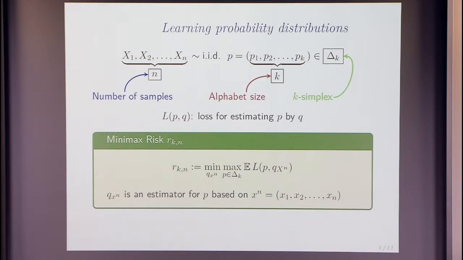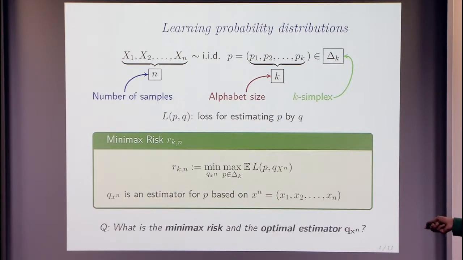It just tells you that this is really the best you can do. If you choose this estimator, no matter what the underlying true distribution is, you will not incur a penalty more than R_{k,n}. Okay, and the question is, what is the minimax risk and what is the optimal estimator? Give me a characterization of R_{k,n} and the best estimator. And of course, the answer will depend on what the true loss function being used is. So finding the exact answers to these questions is often difficult. And in this talk, we will look at the asymptotic behavior of the minimax risk as the alphabet is held fixed and the number of samples grows large.